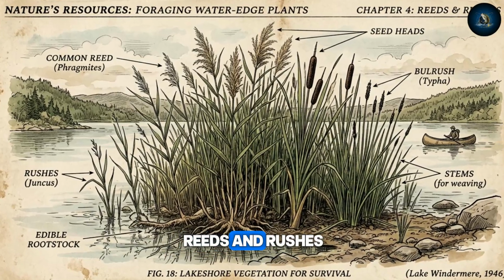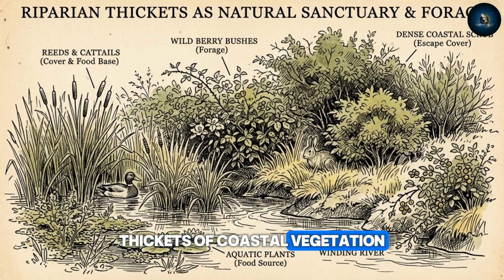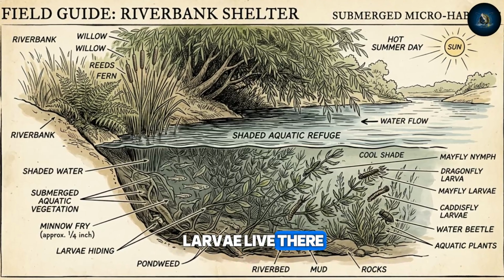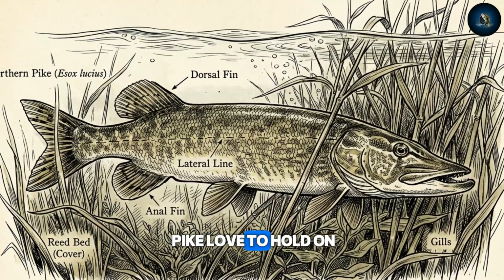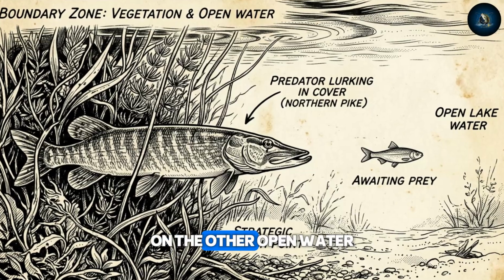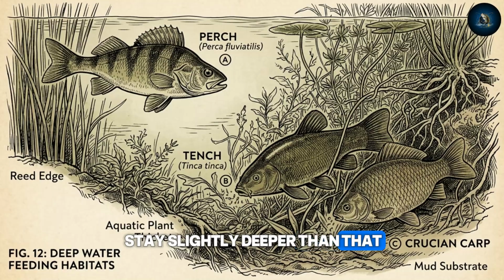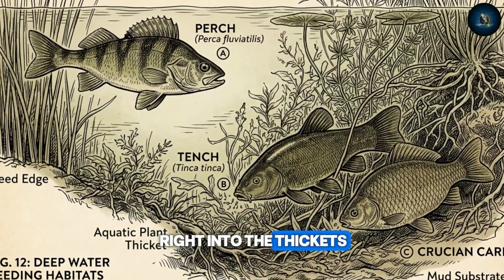Let's start with the reeds and rushes. This is not just decoration. Thickets of coastal vegetation provide both cover and a food base. Larvae live there, fry hide there, and there is shade on a hot day. Pike love to hold on the edge of the reeds. On one side is cover, on the other, open water for an attack. Perch stays slightly deeper than that same edge. Tench and crucian carp actually go right into the thickets and feed there.